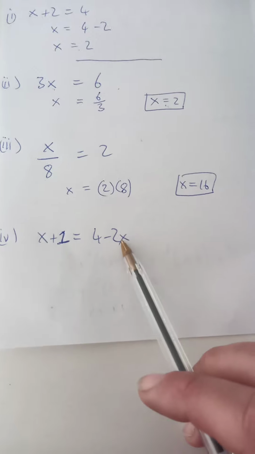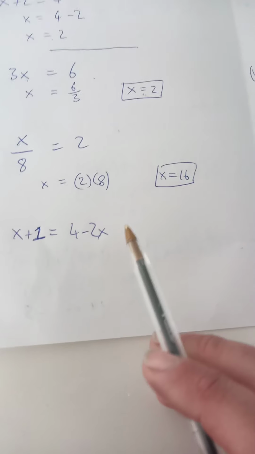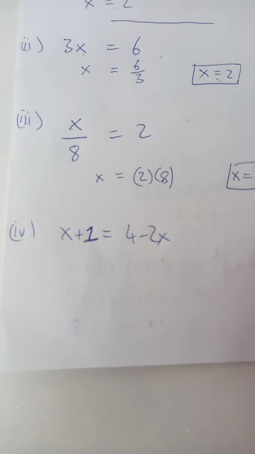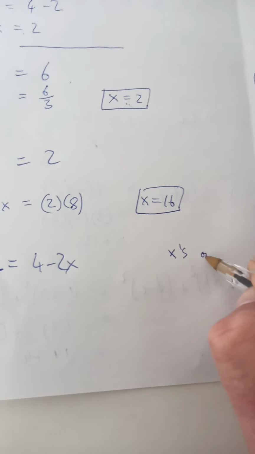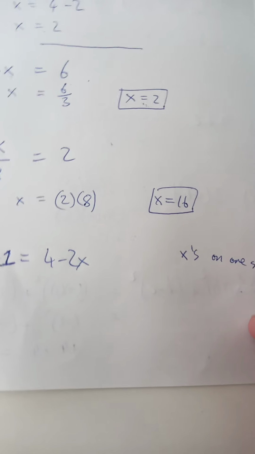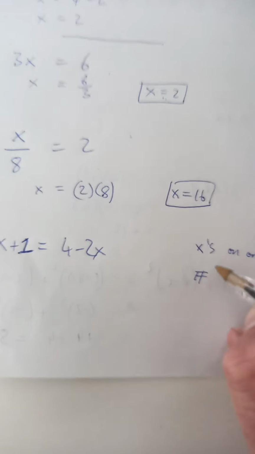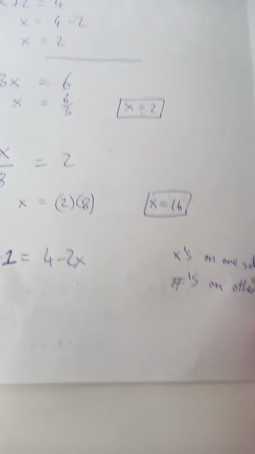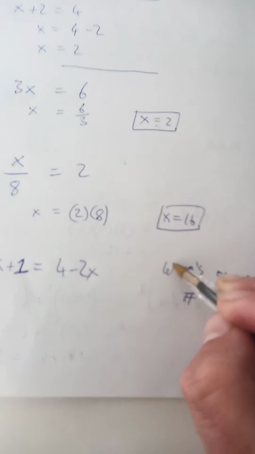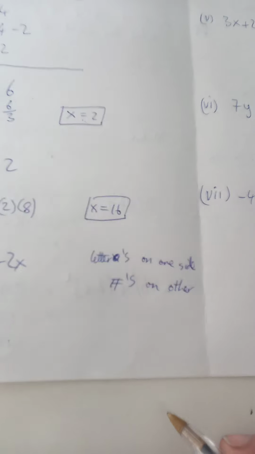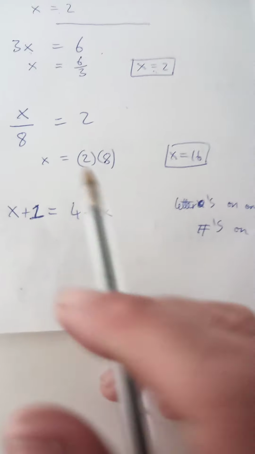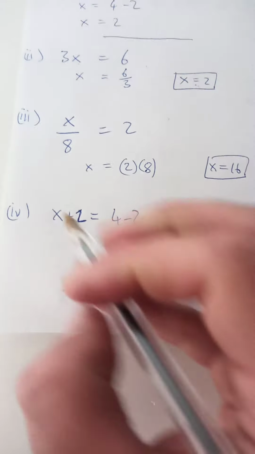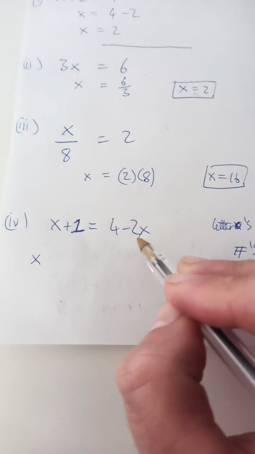You can't bring the 4 and the minus 2x together, but you could rearrange it to get all the x's on one side, all the numbers on the other. So my tip is x's on one side, numbers, hashtag there for numbers, on the other. Now I could generalize that and say letters on one side, numbers on the other as well. So I'm going to make sure the x's are on this side. That stays where it is because I'm going to have the x's over on the left.